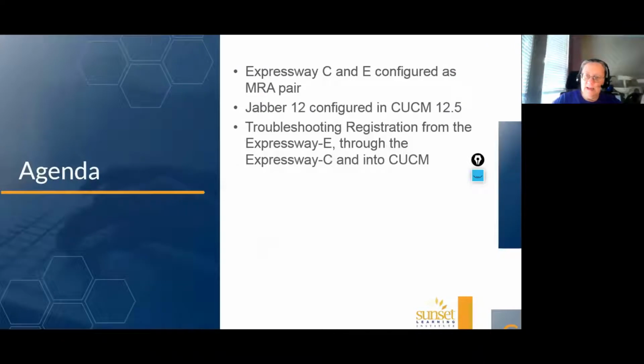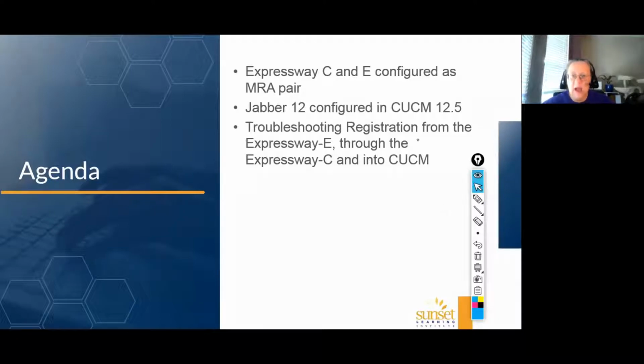What I have in my lab is an Expressway CE pair. They are already configured and connected. I have a Jabber 12 something, I don't remember, and Call Manager 12.5. I'm not including IMP or Unity Connection in this particular scenario, but I certainly could. Mostly I want to get the phone itself registered.